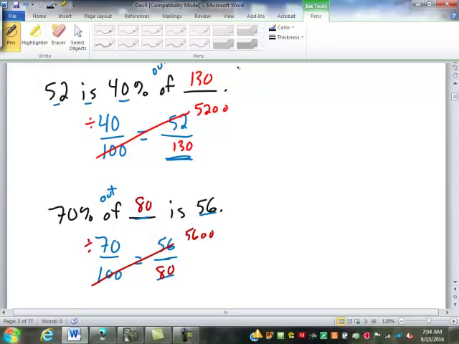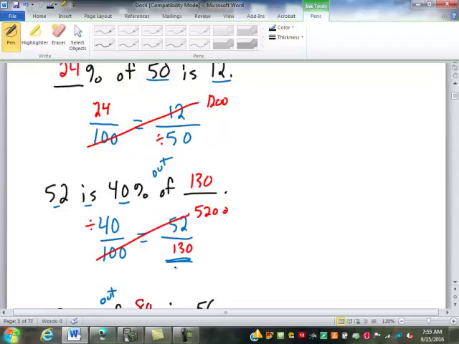Now, this is the proportion method, and I like the proportion method for calculating because all you have to do is get the numbers put in here in the right spot. The calculation is always the same. It's always cross multiply and divide. When we get into some word problems, I'll show you how this actually helps tremendously with the word problems.